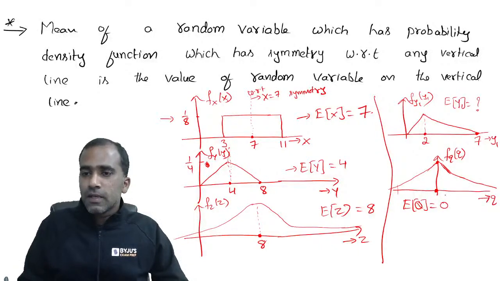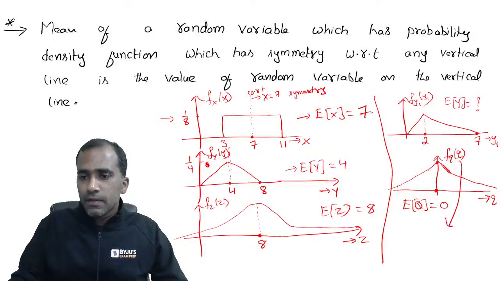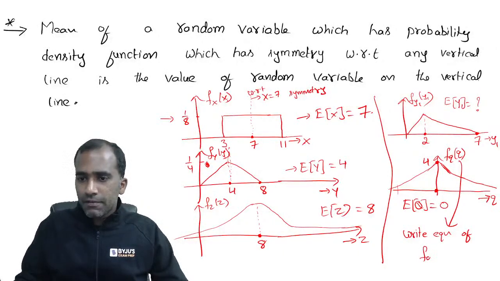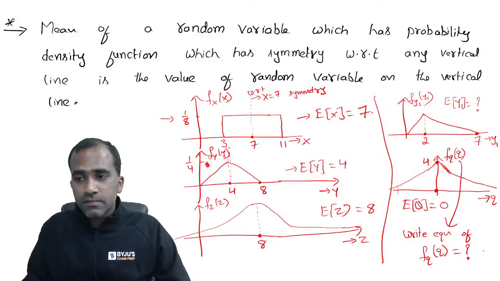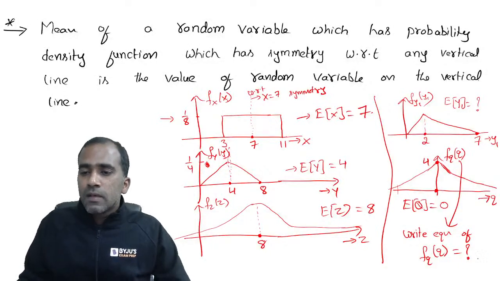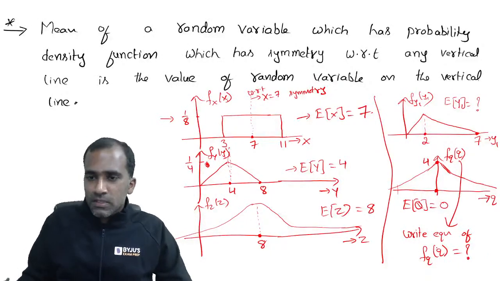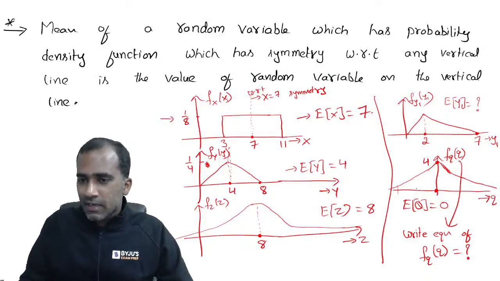Wonderful. I'll give you one homework here. Let me give you the height also. Height is 4 units. Write the equation of f_Q of q. If you can write this, you are amazing. This is your homework. So you can post it in the comments after the class once you have done it.